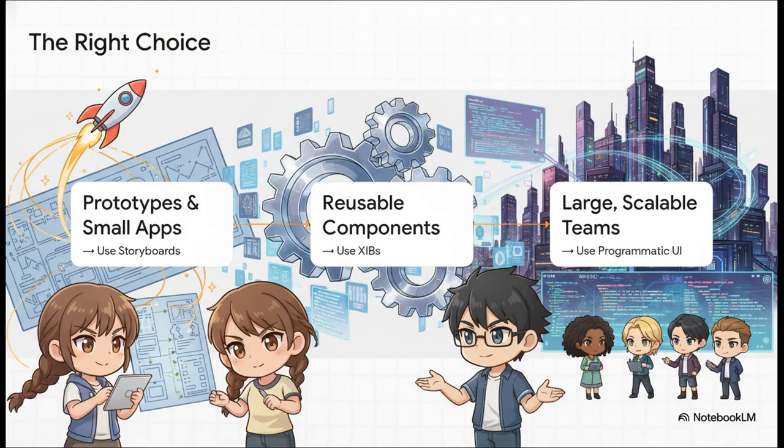Okay, let's make this super simple. Here's the final takeaway. If you're building a quick demo or a small app all by yourself, storyboards are your best friend. Go for it. If your main goal is to create a library of reusable components that you can use across your app, XIBs are perfect. And if you're on a large team, building a complex app that needs to grow and last for years, going programmatic is the safest, most scalable bet you can make.